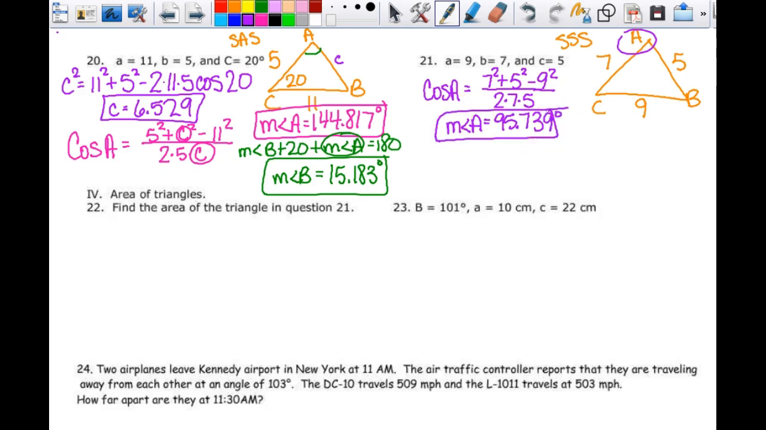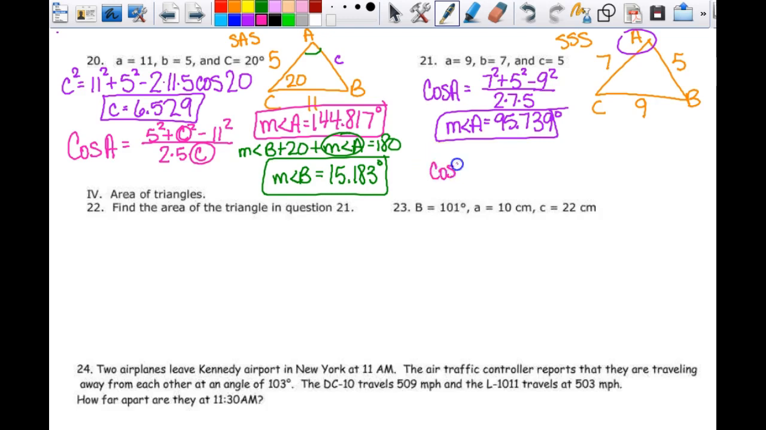So now that I have the largest angle, I can switch to the law of sines if I want to. There's nothing wrong with that. I'm going to go ahead and do law of cosines again, though, just because we're doing that. But law of sines would be fine, too, because I have the largest angle. Be careful switching too soon. So now I'll find B.